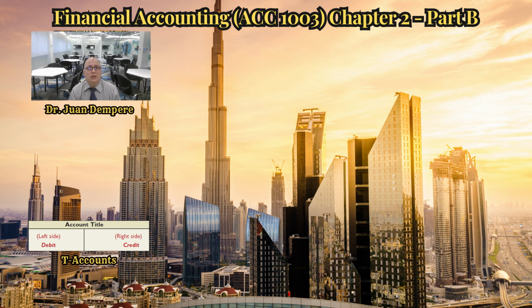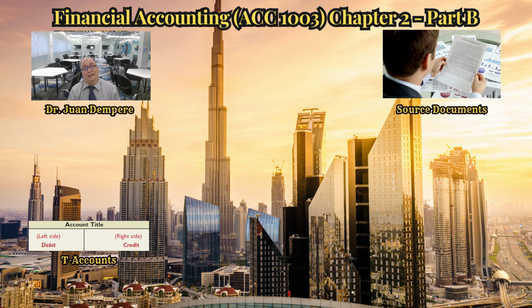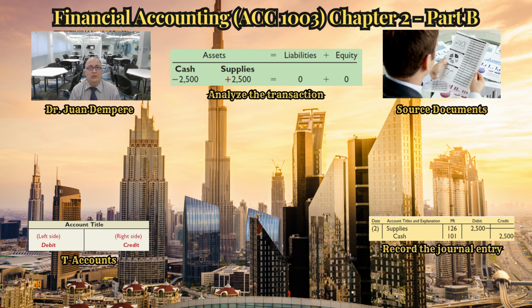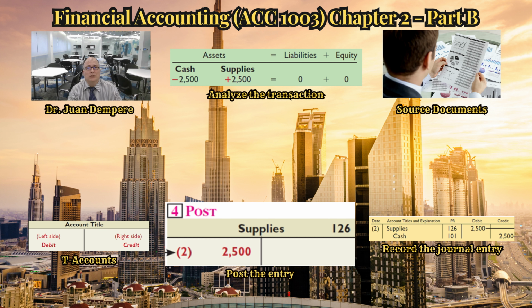Step 1. Identify the transaction and any source document. Step 2. Analyze the transaction using the accounting equation. Step 3. Record the transaction in the journal entry form, applying double entry accounting. Step 4. Post the entry. For simplicity, we use T accounts to represent ledger accounts.